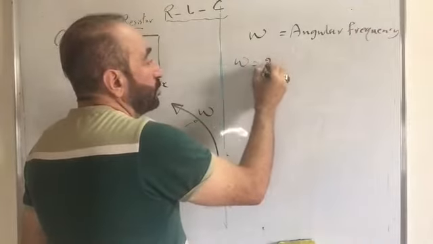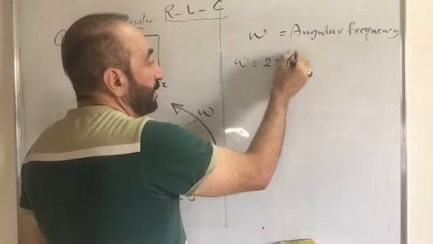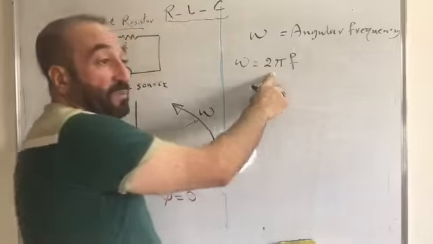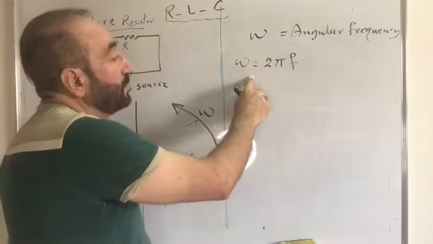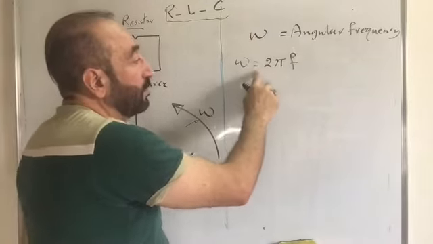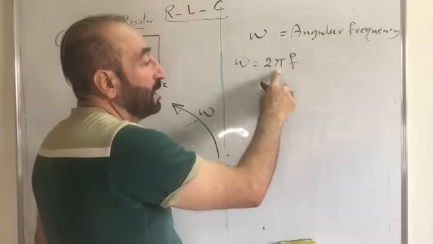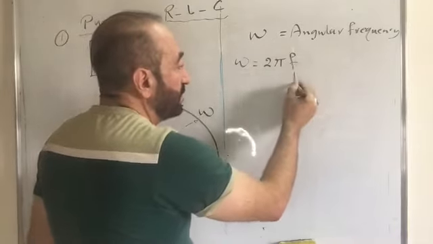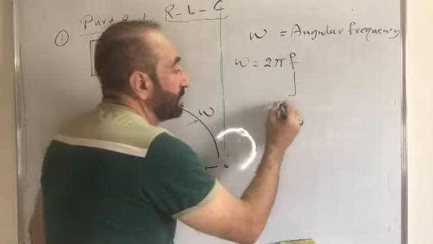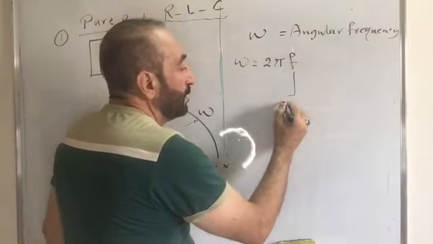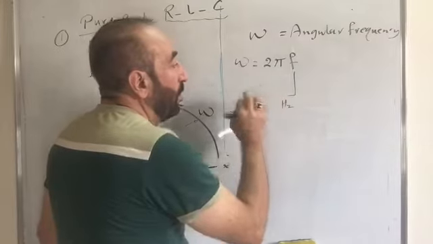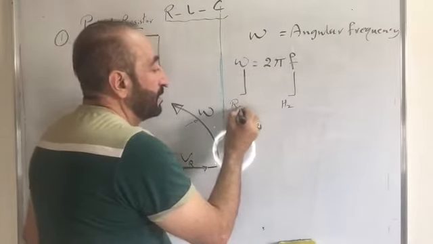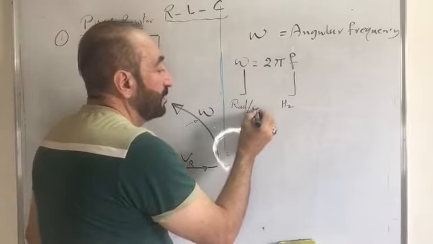Omega equals 2 pi f. This is an important relation. Omega, the angular frequency, equals 2 times pi times frequency. Frequency is measured in hertz, while omega is measured in radian per second.